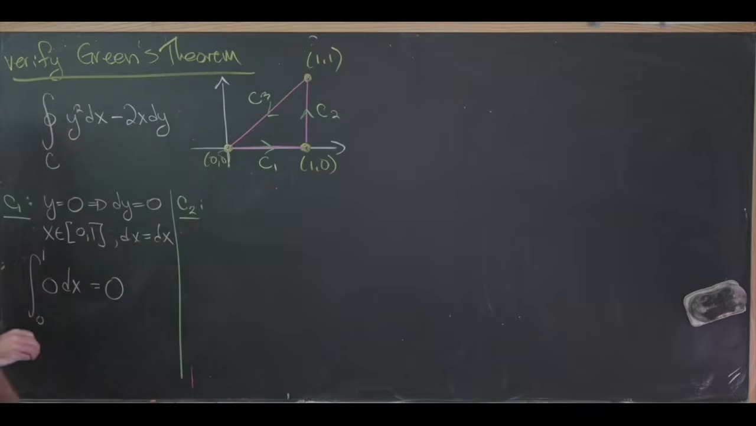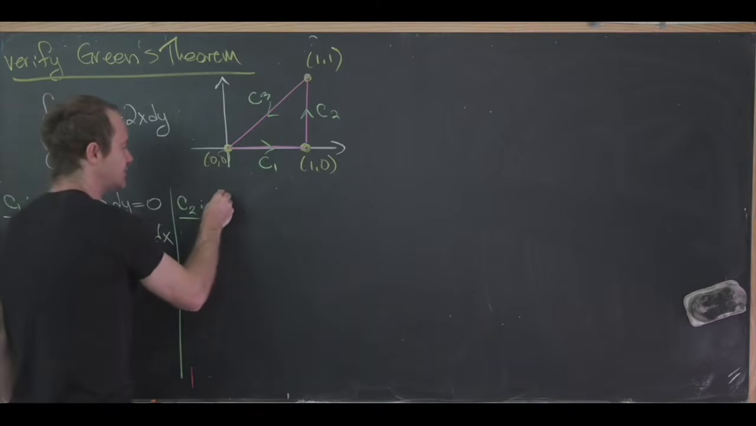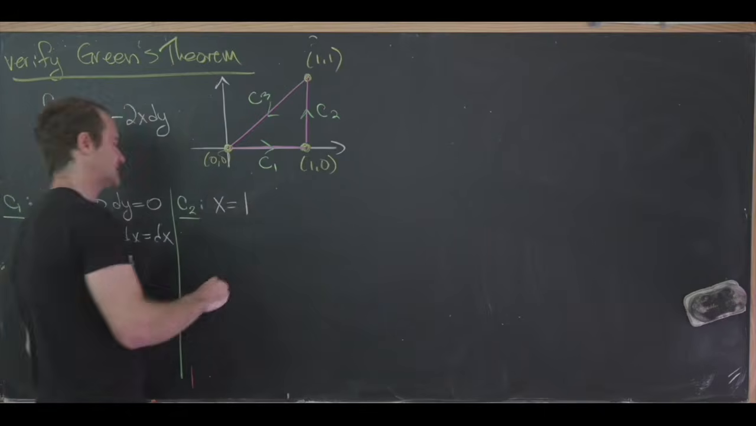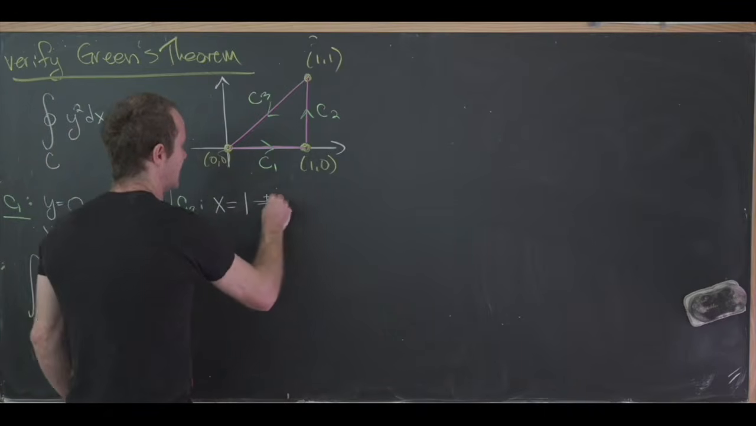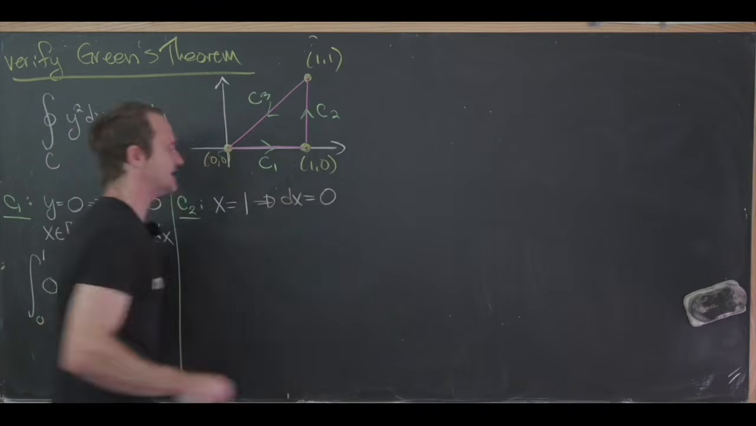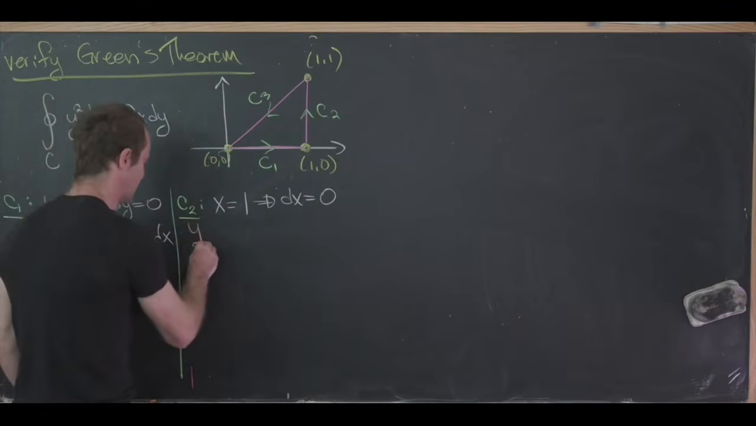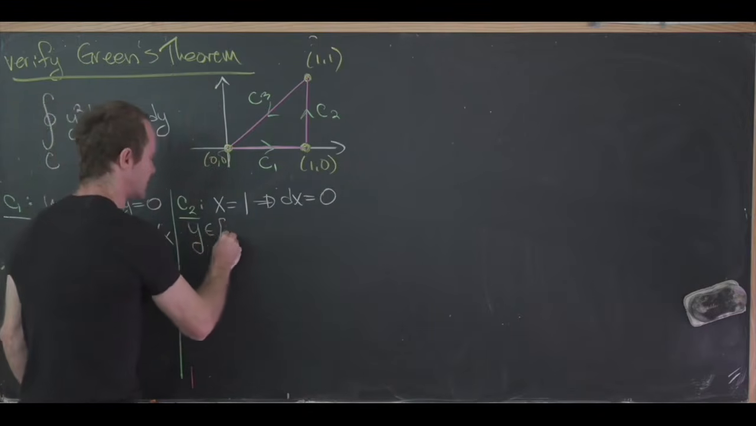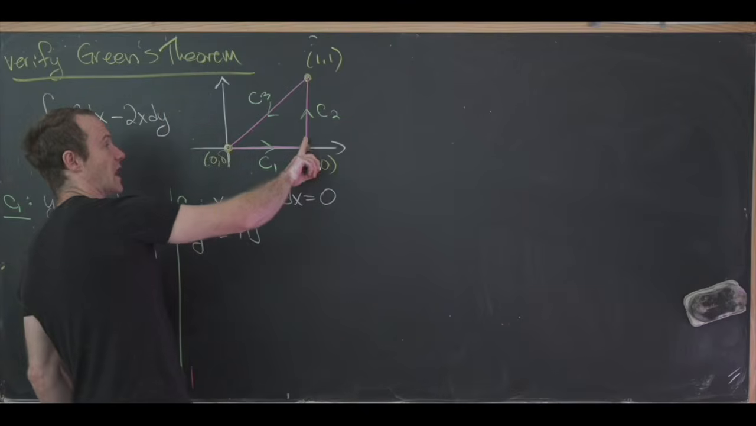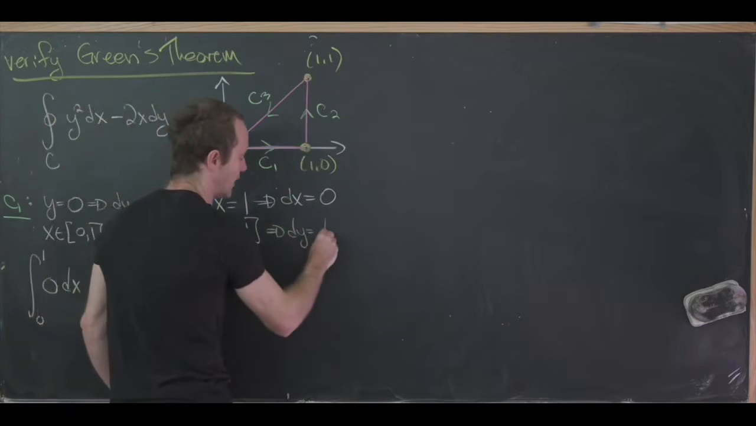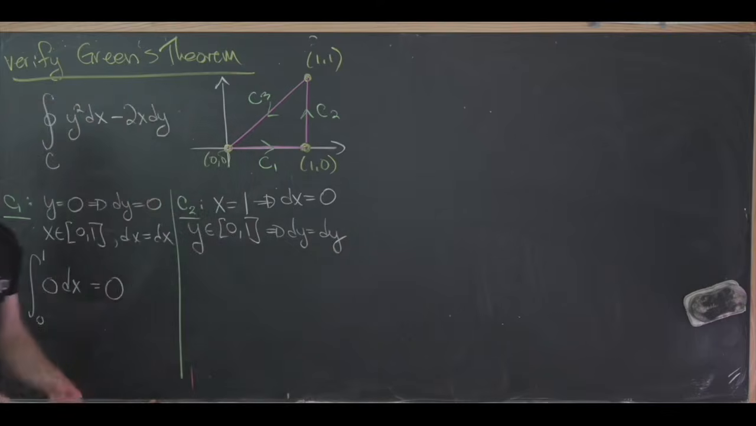So that's not contributing anything. Now let's look over C2. So on C2, x is fixed at 1, but since x is fixed at 1, that means it's not changing, so dx is 0, and then we can parameterize the y part. So y is ranging between 0 and 1, going up this curve, and then dy is just simply dy, so we're parameterizing with respect to the only variable that we have.